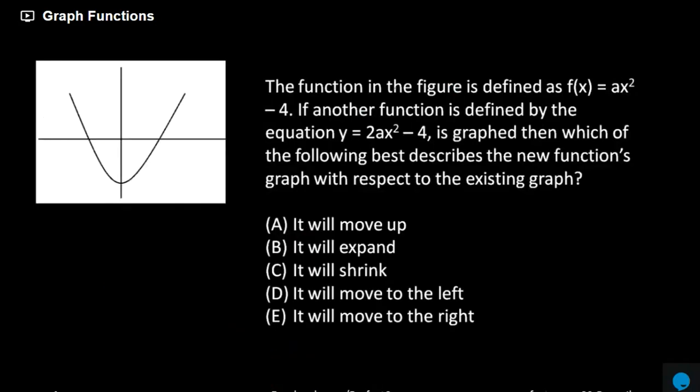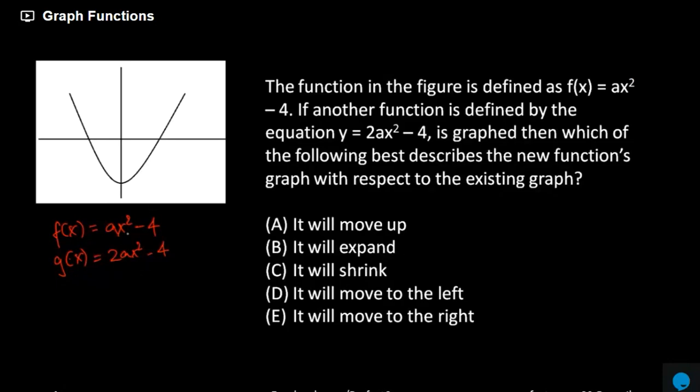Now let's see this question over here. The question says that the function in the figure is defined as f of x is equal to ax square minus 4. If another function is defined as, let's call it g of x, is equal to 2ax square minus 4, then the graph will be closest to which of the following? So over here it's asking what will happen to this graph.